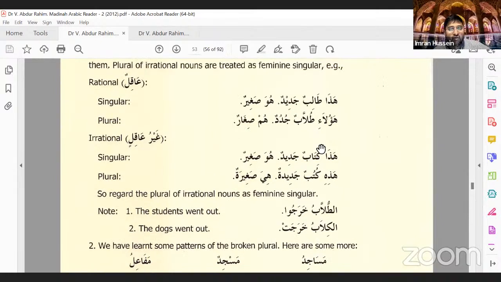Normally, the word for these is ha'ulai. The proper word for ha'ulai means these. But because we are dealing with irrational nouns, هذه كتب will not be translated as "this are new books." It doesn't make sense in English. So when translated into English, when we're dealing with irrational plurals, it will be translated as "these books are new."